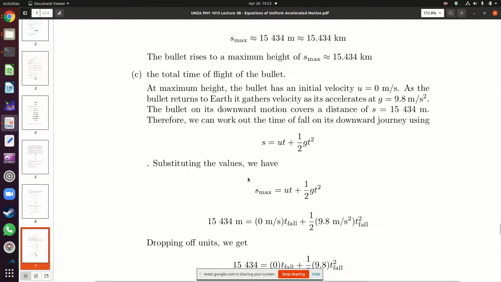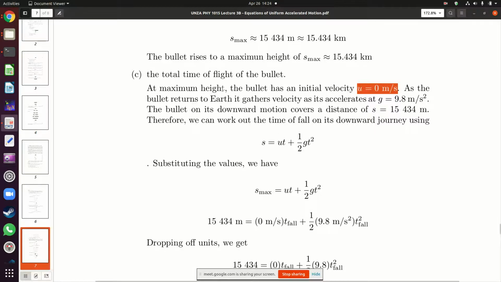Then we need to find the amount of time it's going to take the bullet to fall from maximum height to the ground. Assuming, of course, that the gun was fired from the ground going up in the air or something like that, if people can do that. So at maximum height, the velocity of the bullet is 0 meters per second.